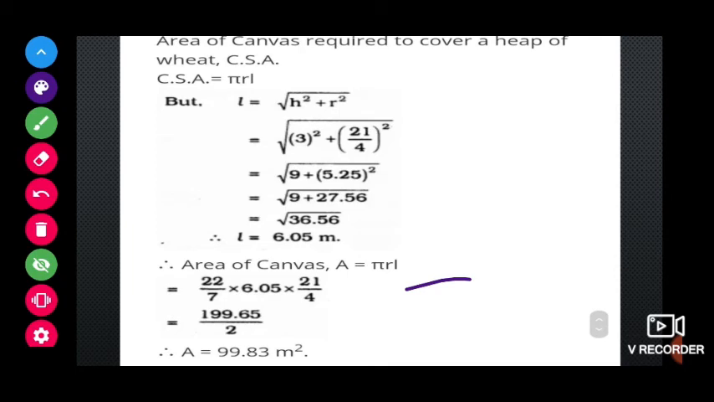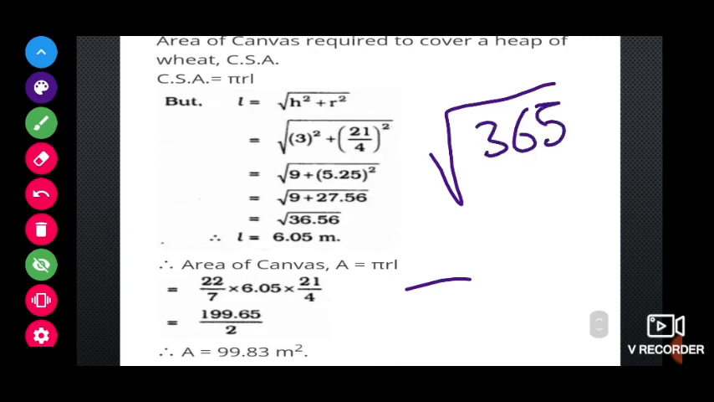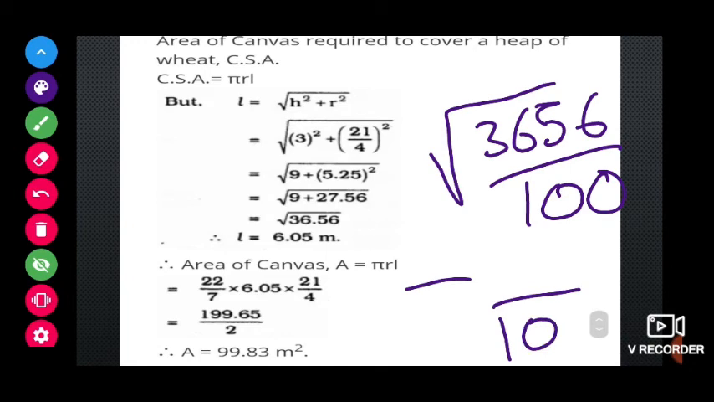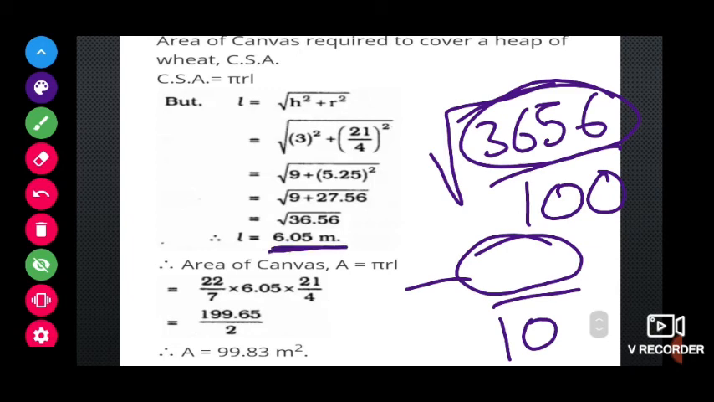27.56, totally 36.56. Here, children, this type of sums, what you will do means, root of 3656 by 100 you take, because of 2 decimal places, you just take it as divided by 100. So divided by 100 means we will take the square root of 100 as 10. Then for 3656 do the prime factorization and find what you will get in the numerator. Then you will get 6.05 meters as the slant height of the cone.